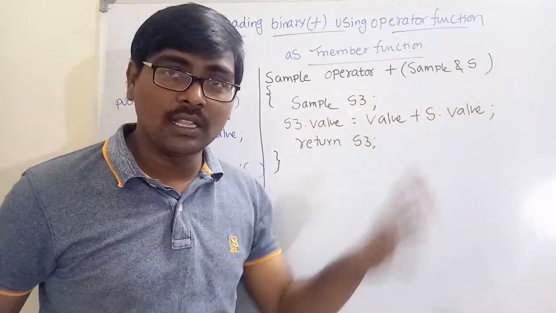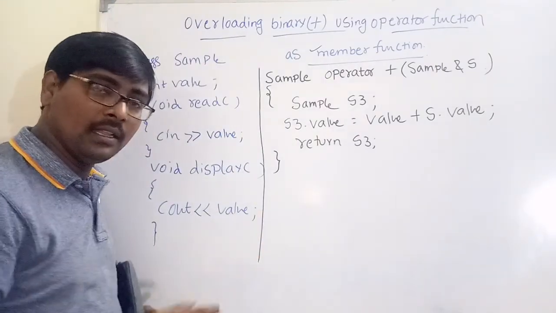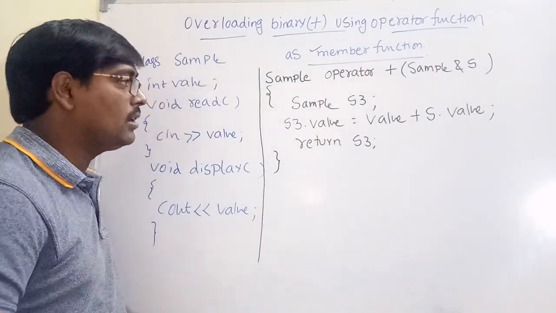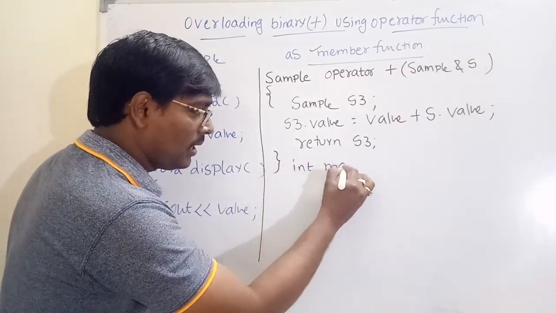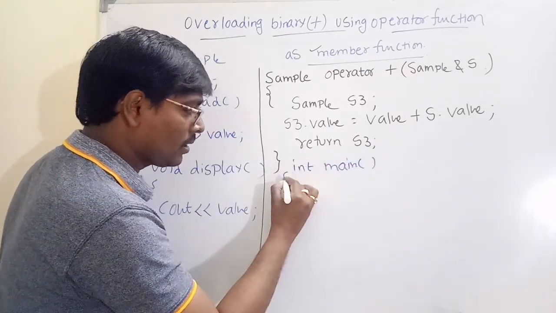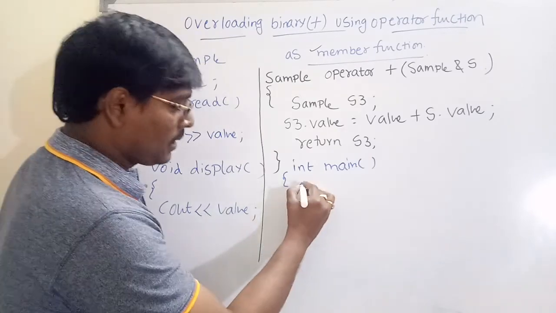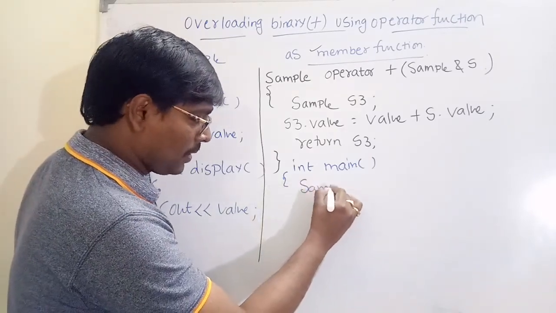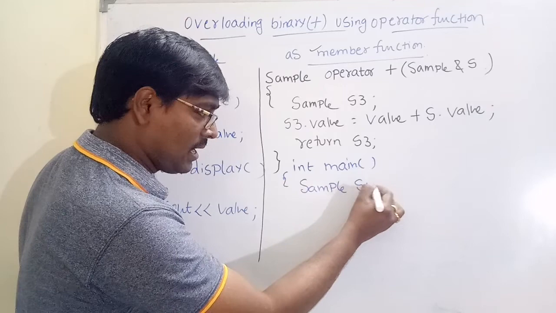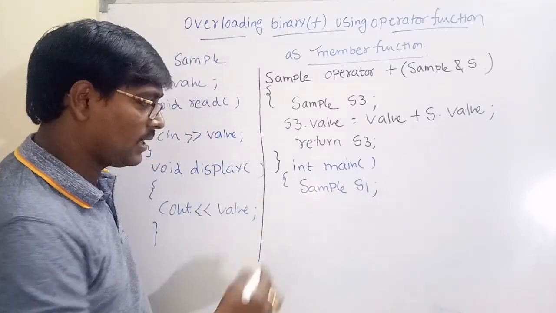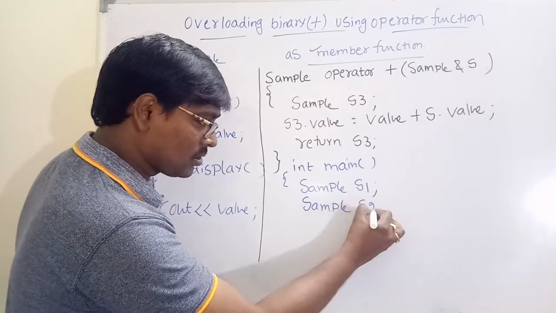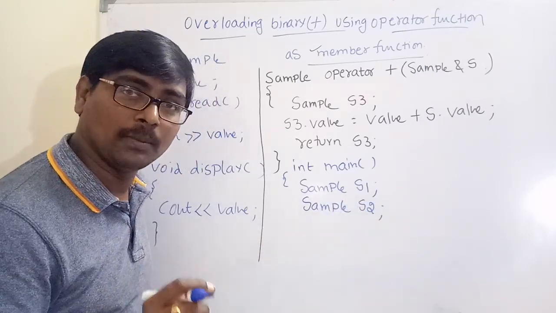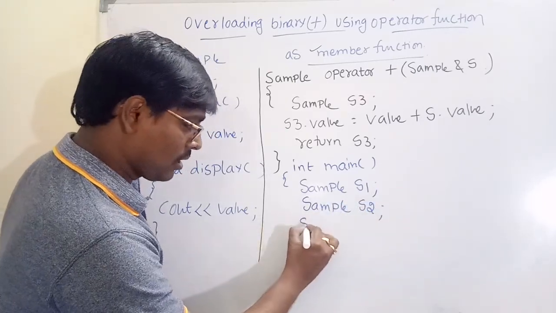So for understanding this one, I will write the main. Then it is very easy to understand. So int main. First, sample S1. Create an object sample S1. Another object sample S2. Here I am creating two objects S1 and S2.